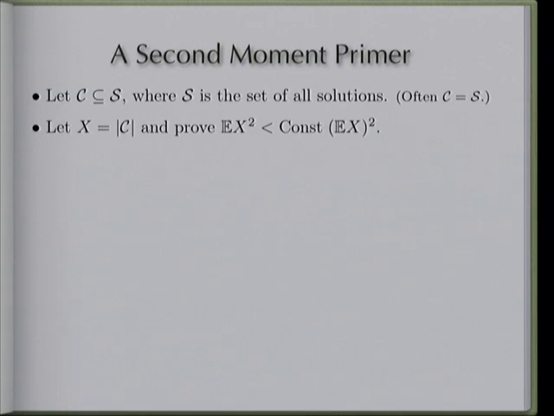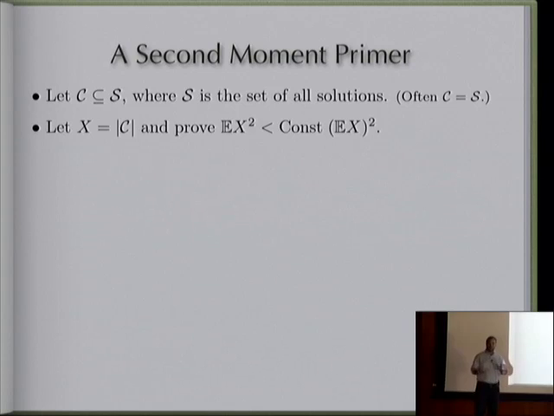So for an instance, let script S be the random variable equal to the set of all solutions for that particular instance. The first step is to identify some appropriate subset of the set of solutions. Oftentimes, this identification is trivial. We just take all solutions. But other times, you actually have to be a bit more clever. And then you say, let x be the random variable which is equal to the number of solutions. And then we prove concentration, in some sense, in the weakest possible form. We show that the second moment of x is big O of the square of the expectation. And that's good enough for our purposes.